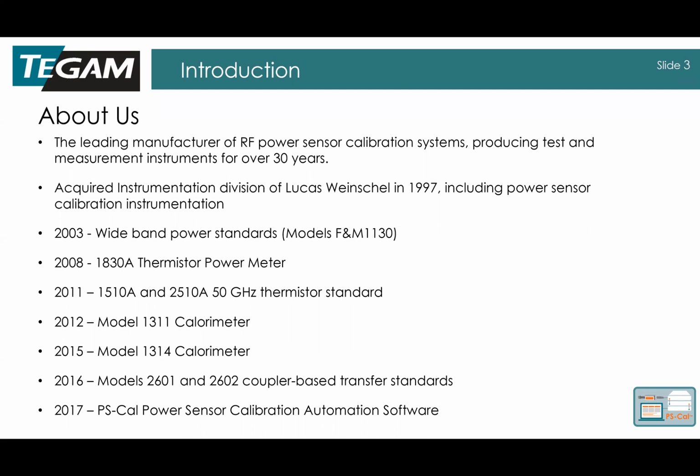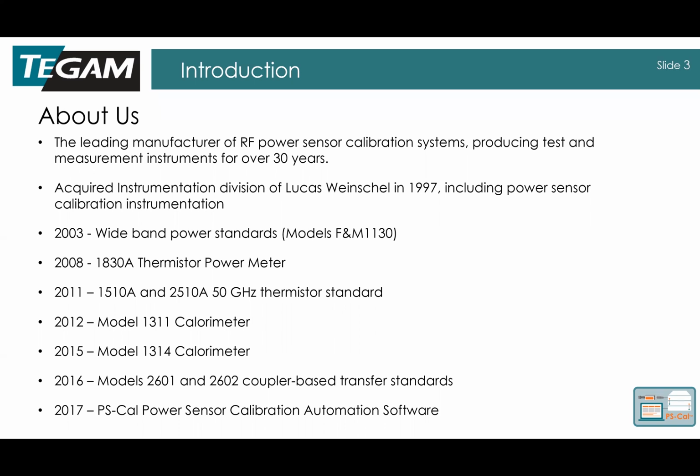So you can see in 2003, wideband power standards, the models F and M1130s. Many of you have worked with those, especially anybody who has prior military experience. In 2008, came out the 1830A thermistor power meter, which is fairly ubiquitous in power sensor calibration, used in a lot of commercial and military laboratories. 2011, we pushed the frequency band a bit and got up to 50 gigahertz with the 1510, which is a terminating 50 gigahertz standard, and the 2510A, which is a feed through 50 gigahertz thermistor standard.